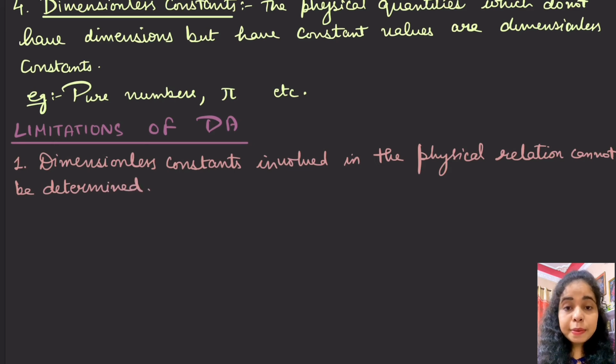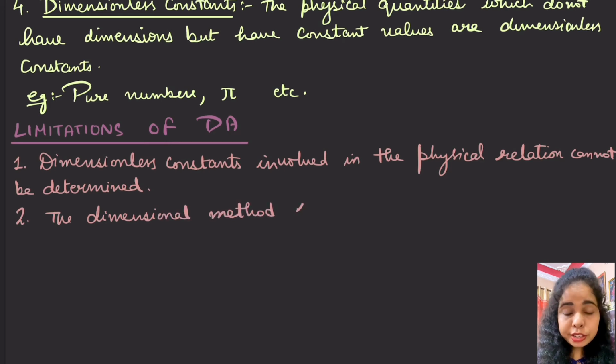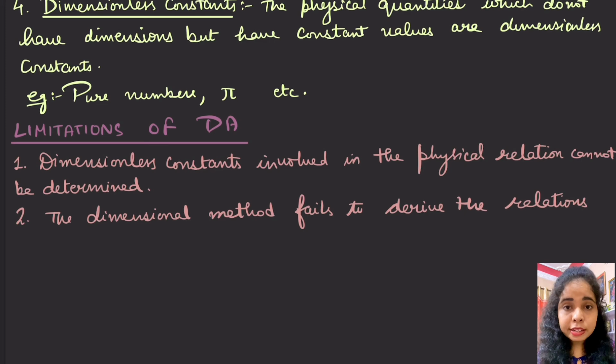The second limitation which we have with dimensional analysis is a very major limitation. It says that we have three major equations in mechanics which help to study motion, that is v is equal to u plus at, s is equal to ut plus half at square, and v square minus u square is equal to 2as. These three major equations could not be derived with the help of dimensional analysis, which is one of the major limitations of dimensional analysis.